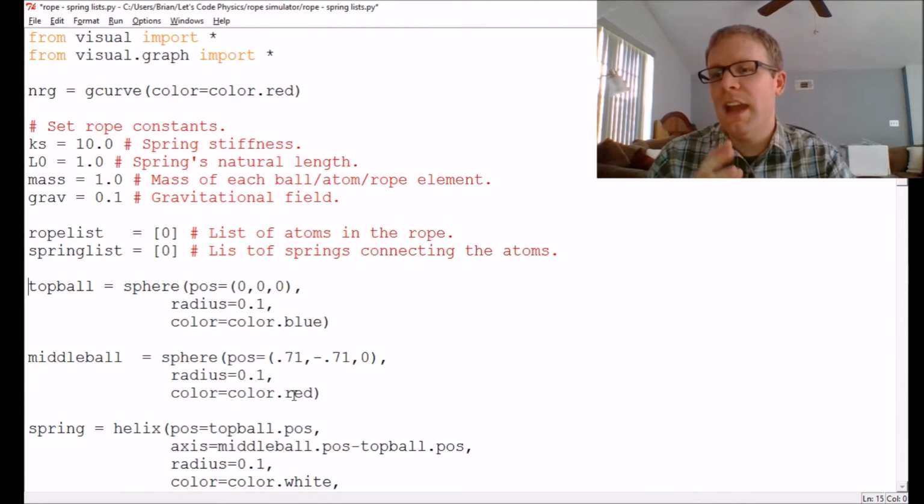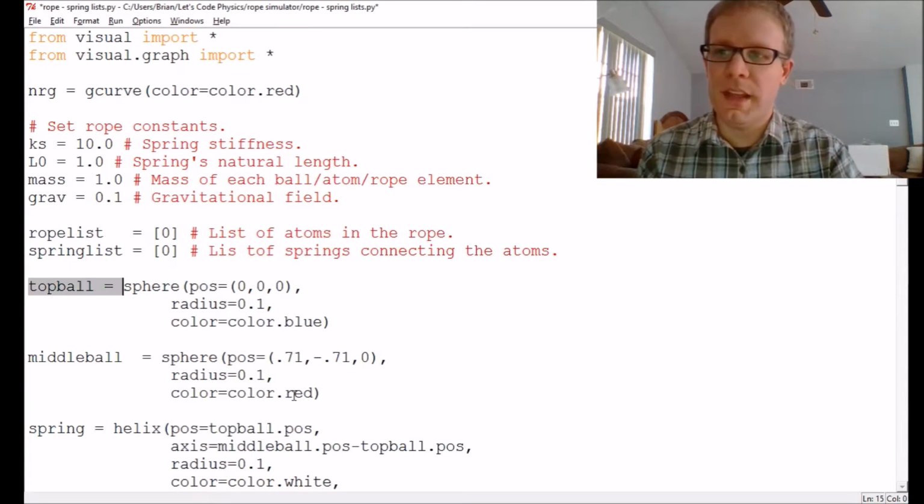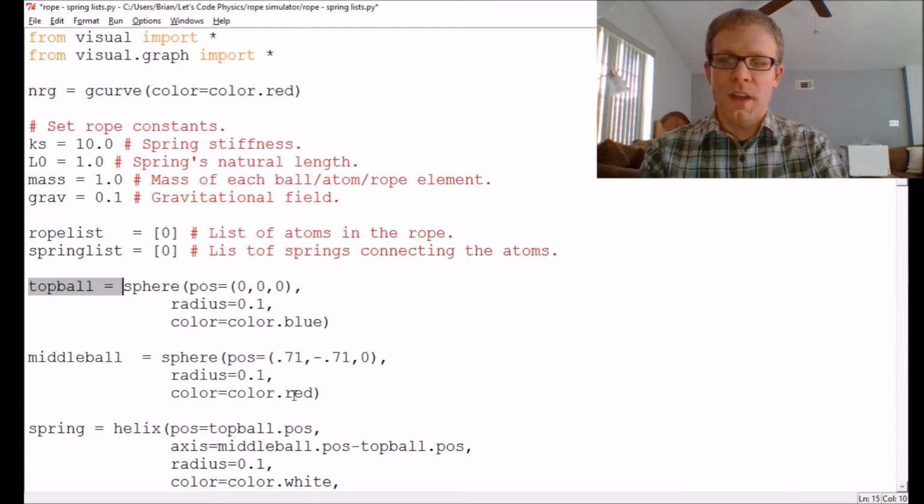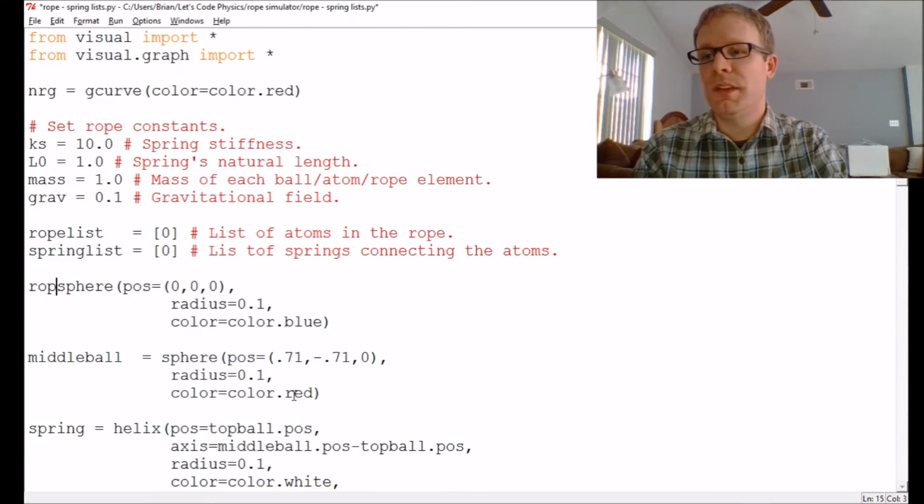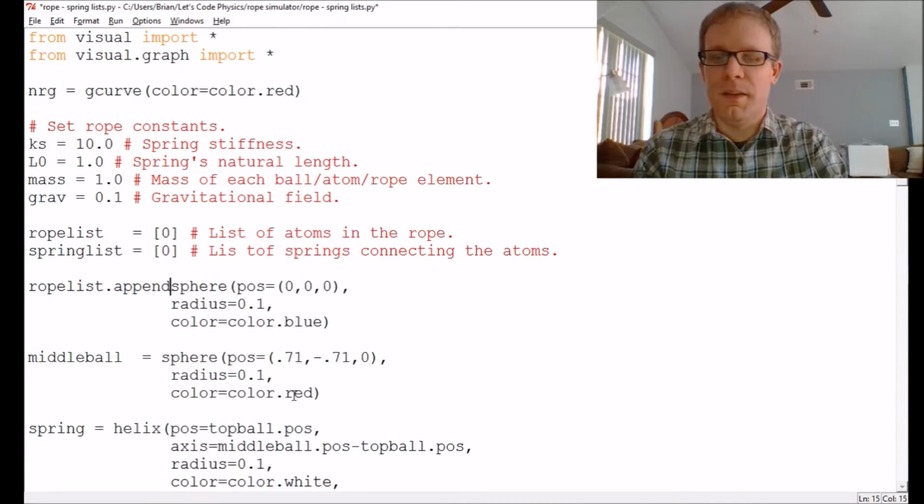So what I'd like to do now is, where I've been defining these individual things, instead of giving them their own variable names, to just add them onto the rope list. So we would call this rope list.append.